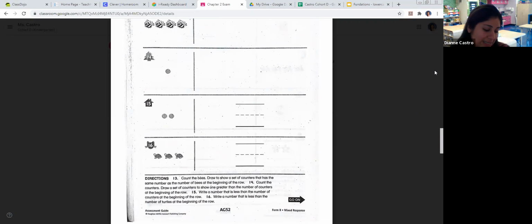Write a number that is less than the number of turtles at the beginning of the row. So you count the turtles, and then you think of what is a number that's less than what you counted with the turtles, and you write that number on the line.